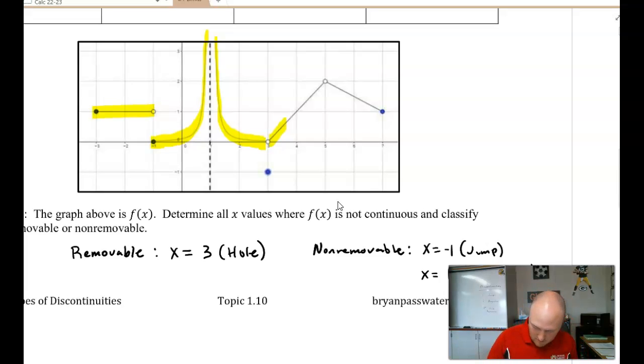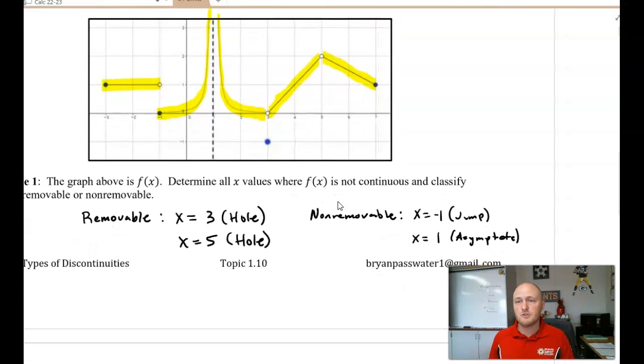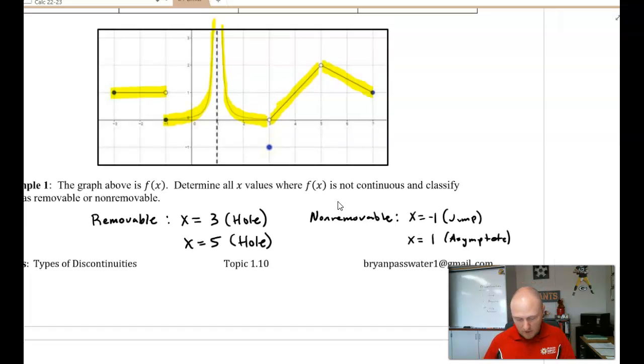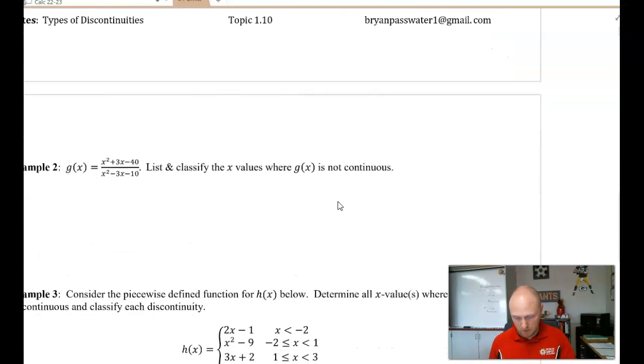And let's keep going ahead and drawing. Oh, there's another hole right there at 5. Notice at 5, the function value is not defined. Not that that plays any part in what we're doing, but I just wanted to point that out. Okay, so those are discontinuities. We have a jump, we have an asymptote, and then we had 2 holes in this example. The holes are removable. Jump and asymptotes, non-removable.